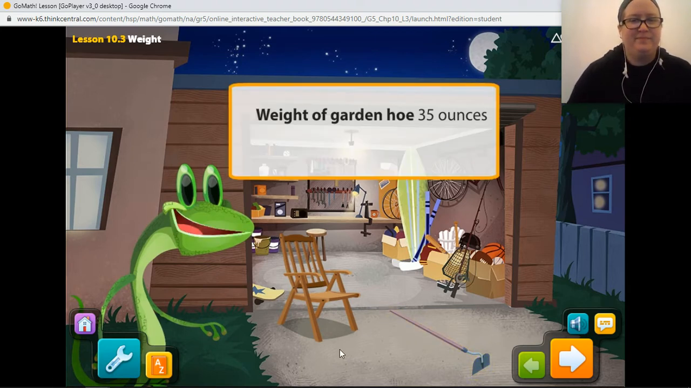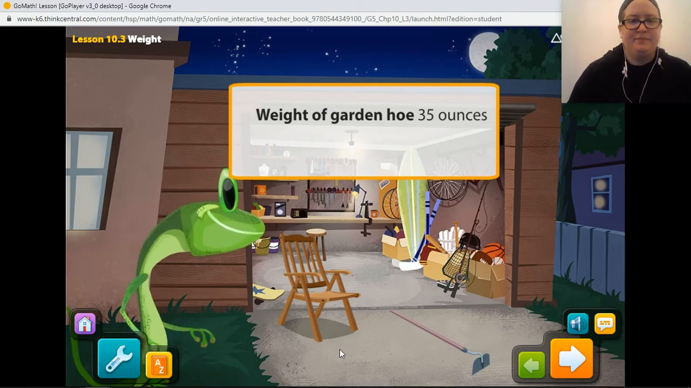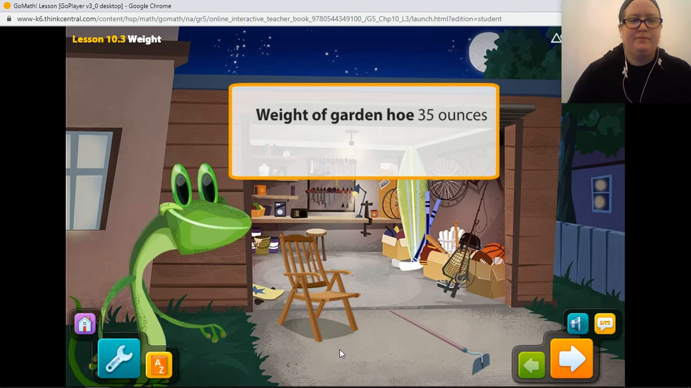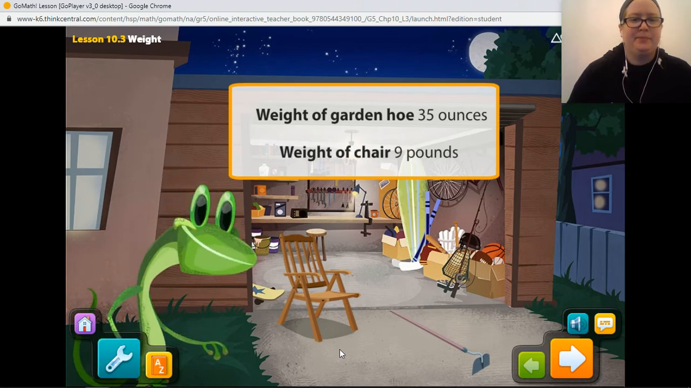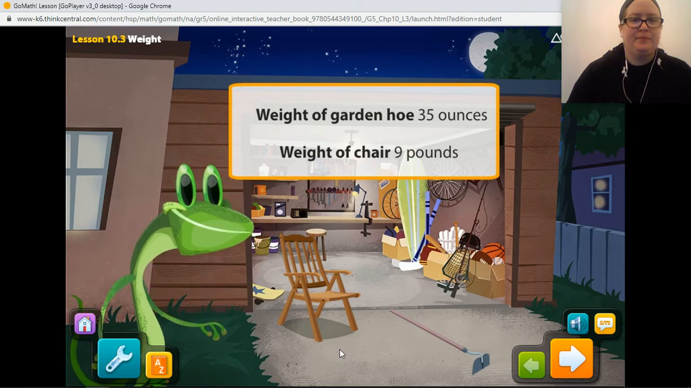Okay, the garden hoe weighs 35 ounces. And the chair weighs 9 pounds. But how does the weight of the garden hoe compare to the weight of the chair? I think we need to see how these units of weight relate to each other to figure this out.